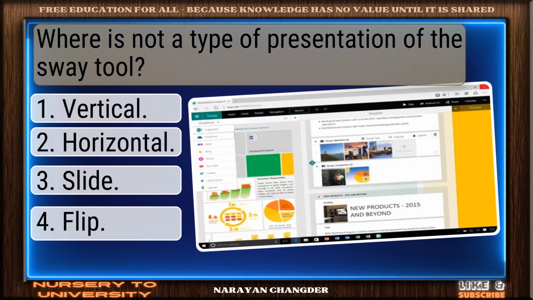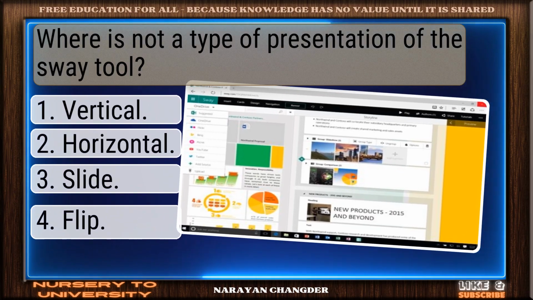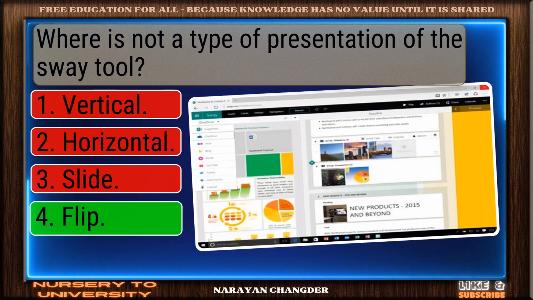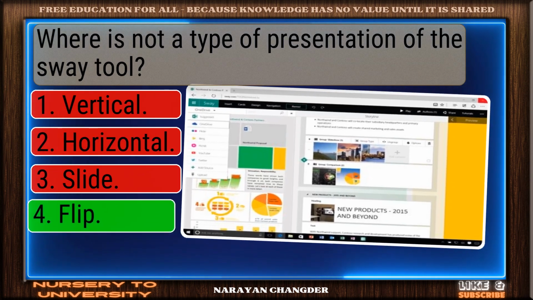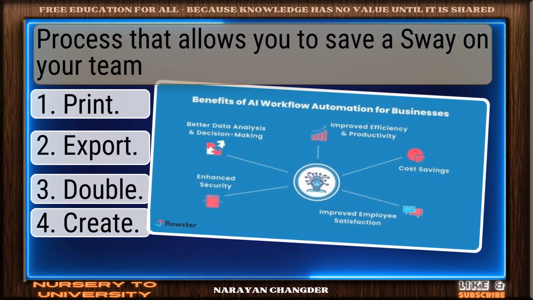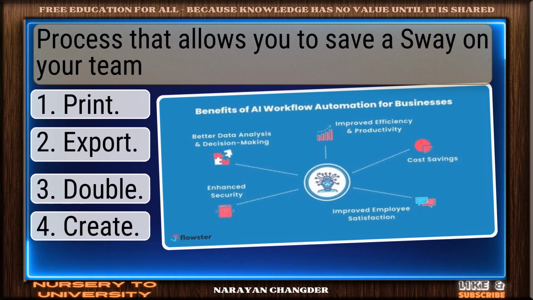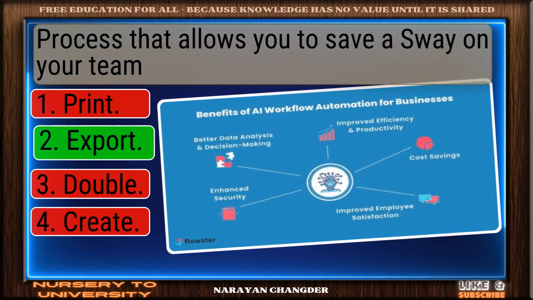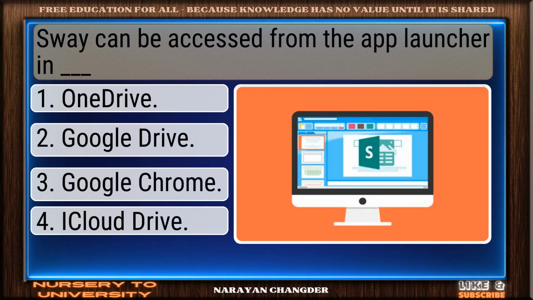Question number 45. Which is not a type of presentation of the Sway tool? Well done. Flip is the right choice. Question number 46. Process that allows you to save a Sway on your team. You're right. Export is the correct answer.